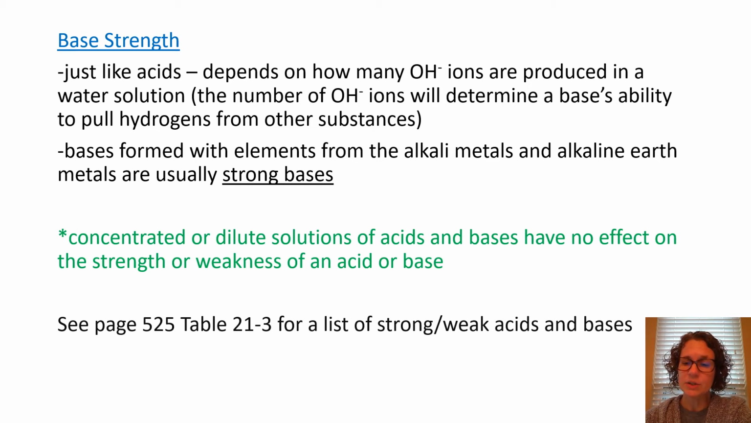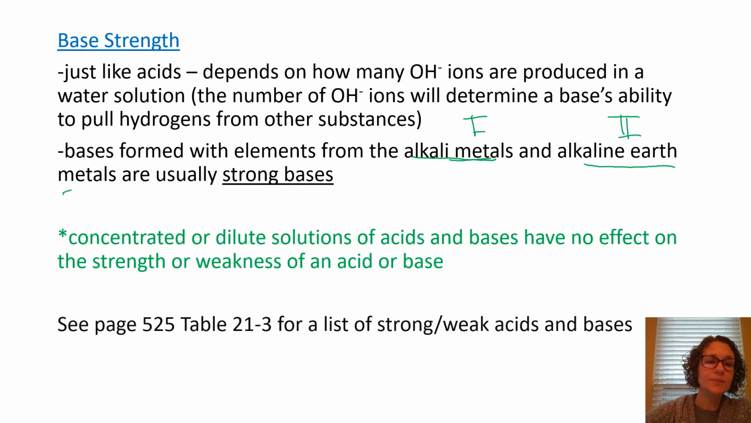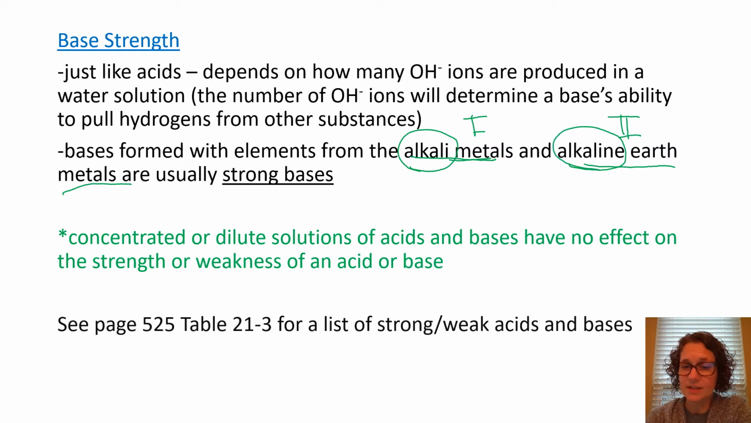Bases are a little bit easier to determine strength, or to tell strong from weak bases, because bases that have alkali or alkaline earth metals, so column 1 on the periodic table or column 2, they are named alkali and alkaline earth metals because of the bases that they form. Alkali is another word for base. And so if it is anything from those two columns with an OH, you have a strong base. So those are pretty easy to figure out.